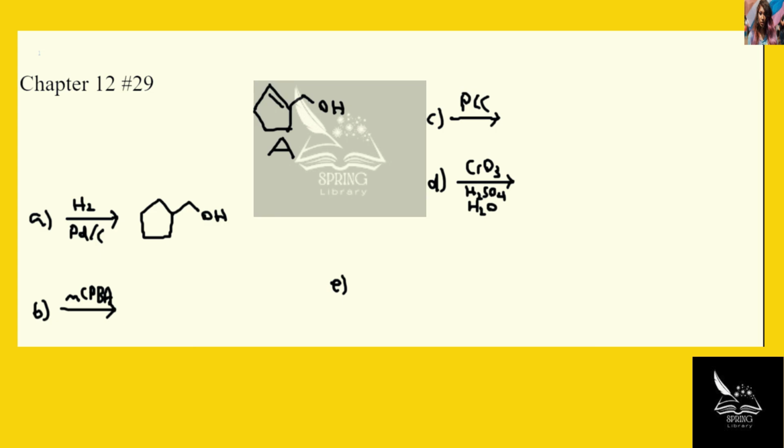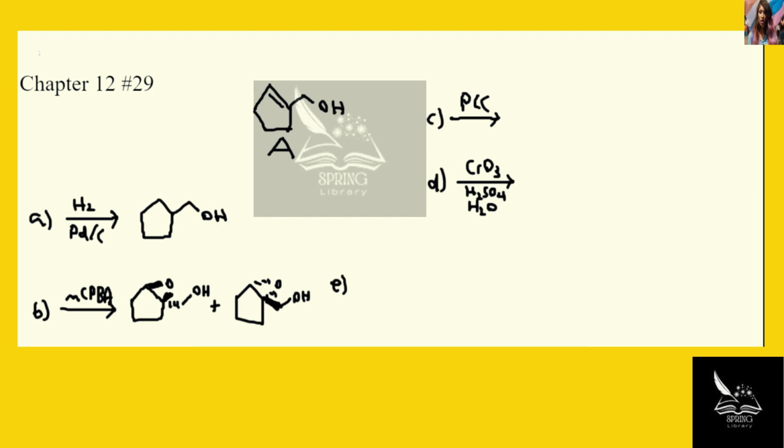mCPBA, we're going to epoxidize the double bond in this molecule. And so we're going to get the epoxide here, but because there's not any control using mCPBA, we're going to get both possible epoxides. So we'll get this version where the epoxide is on wedges, and that's going to put the allylic alcohol here on a dash, and then we'll also get the other enantiomer where the epoxide is on a dash and our allylic alcohol is on a wedge. And so that's B.